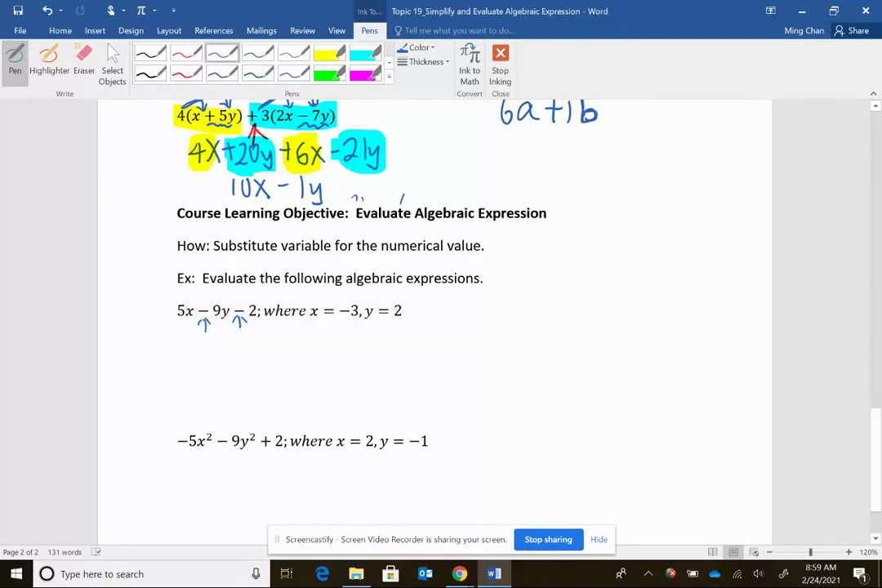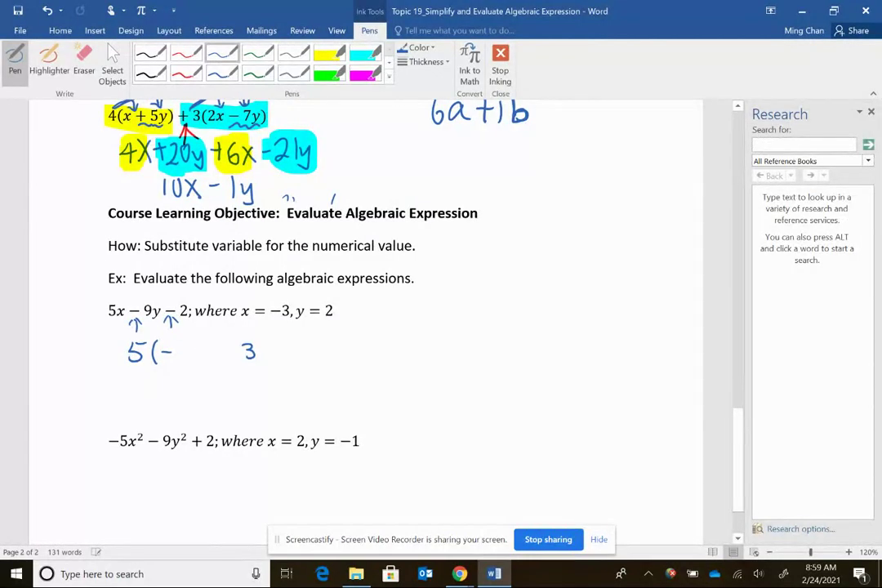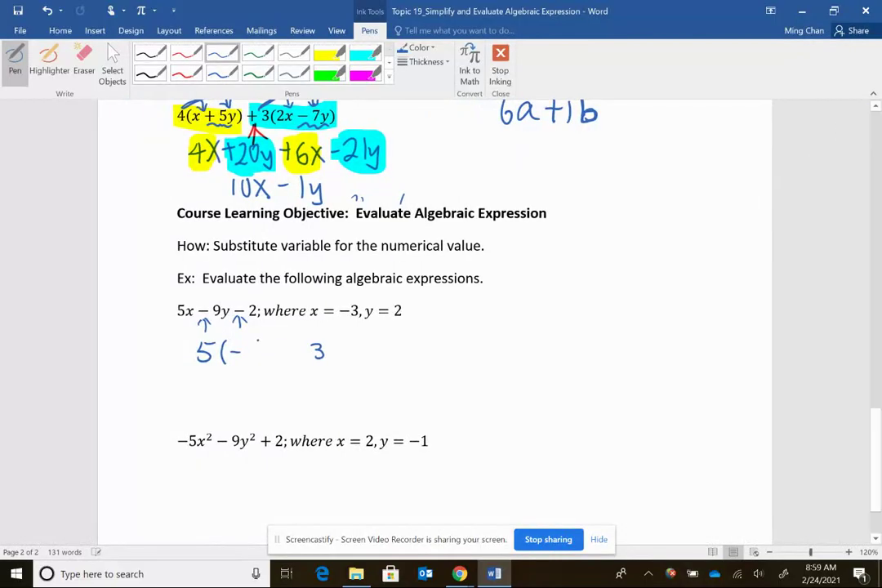So this is 5x, right? I need to substitute x with negative 3. So 5x means 5 times x. Now the 5 will be times, not x anymore, because I'm replacing x with negative 3. So now the 5 will times negative 3. All right, second term, negative 9 times y. Now replacing y with 2, so that'll be negative 9 times 2. Whenever I'm substituting, I always put those numbers in parentheses. Last term is just negative 2.